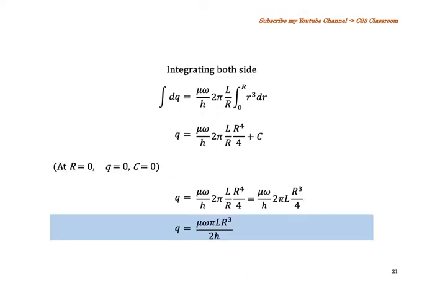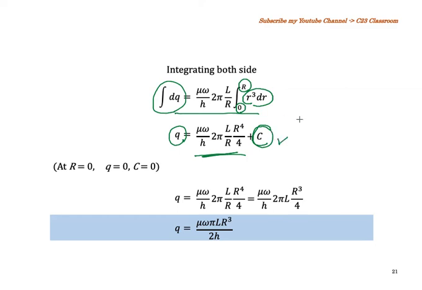Then we need to integrate both sides, so we could write like this one. Integration of dQ will give us Q here. Then the integration of r cubed dr here will give us this term, and the limit is 0 to R, because capital R is the maximum value. We have a constant here, so the integration constant needs to be solved.